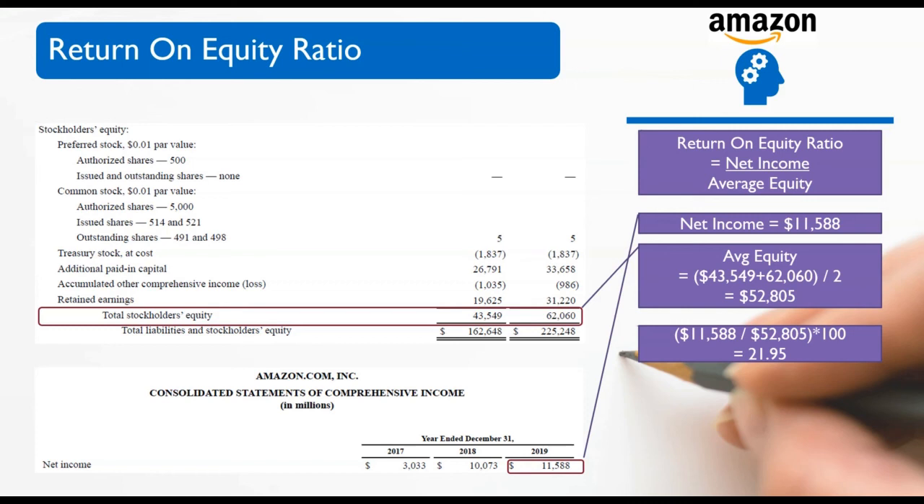So what is this telling us? This gives us an insight that with equity of around $100, Amazon is able to generate a profit of around 22%. This is a very healthy ratio, and this reflects a good return on equity by Amazon. But let's see how this compares to Walmart.